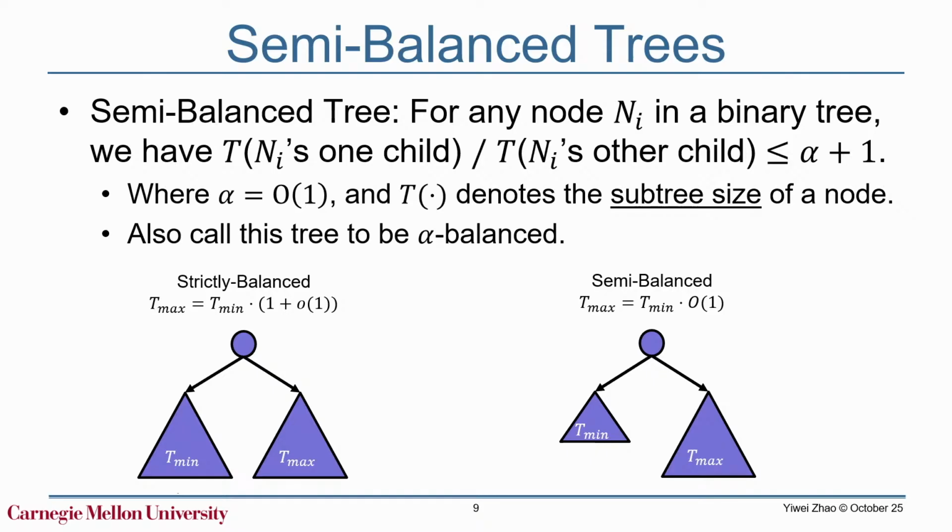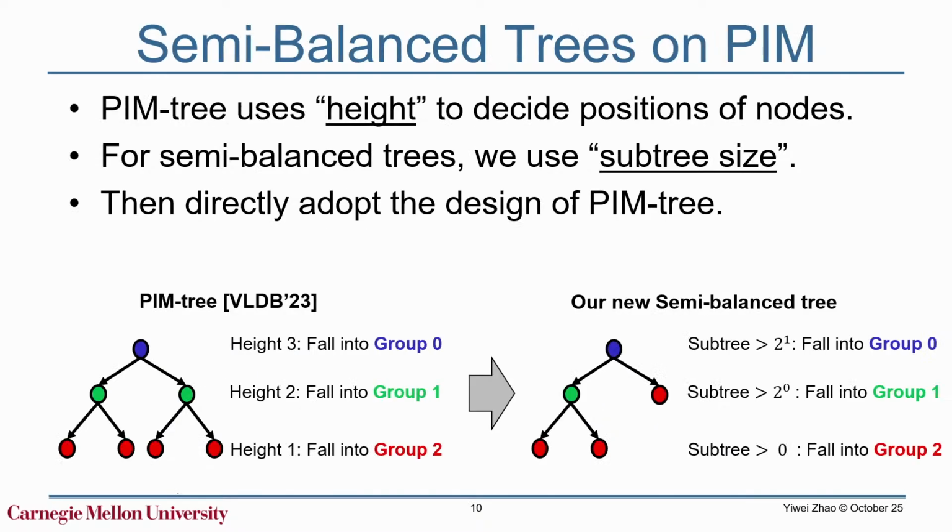As you can recall, how we divide the PIM tree is based on the notion of height. But in a semi-balanced tree, we can use the notion of subtree sizes to replace height. For instance, in the left part, as you can see, these trees are balanced, like skip lists or B trees. So we just directly divide them into groups based on heights. But for a semi-balanced tree, what we need to do is find the subtree size for each internal node. And based on these subtree sizes, we divide them into groups.